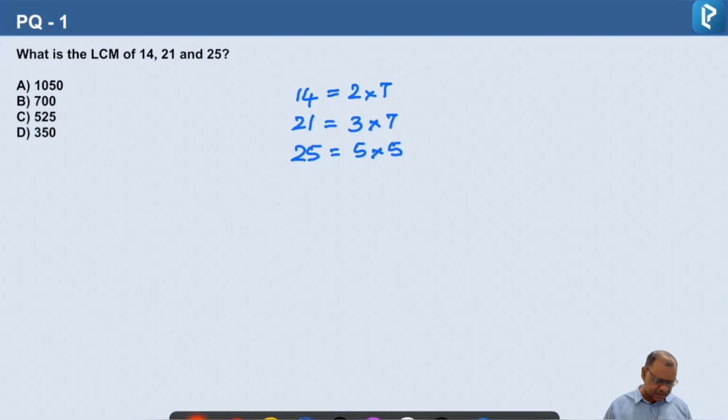Options, let us see. If you observe all these options, they are all divisible by 5. So, since all of them are divisible by 5, you can ignore 5. Now, let us check with 2. All the numbers are ending with 0 except C. So, this C is not the answer. This cannot be the LCM because it is not divisible by 2. C cannot be the answer. We checked with 2.